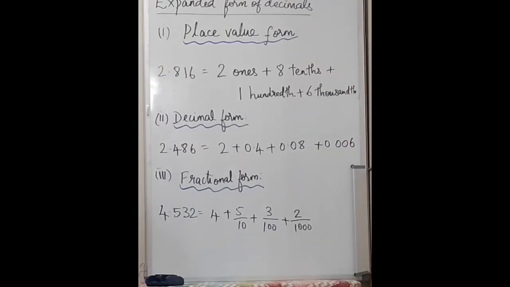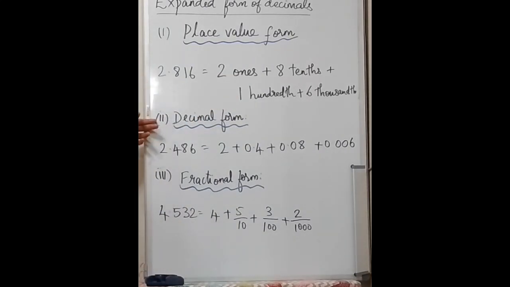Now we are going to learn about the expanded form of decimals. Decimals can be expanded in 3 different forms. First is the place value form. So this number 2.816 can be expanded as 2 ones plus 8 tenths plus 1 hundredth plus 6 thousandths, because 8 is in the tenth place, 1 is in the hundredth place and 6 is in the thousandth place.